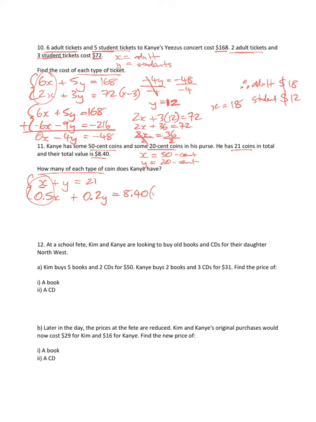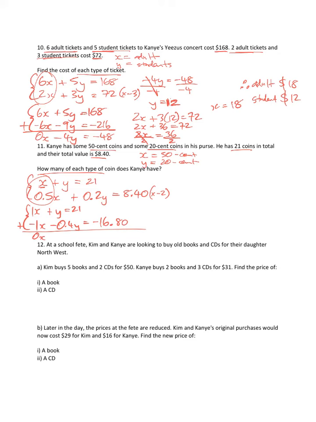So I need to times the bottom by -2 to make it equal in size, opposite in sign of the top. So I didn't do anything to the top, it stays the same. The bottom is going to be -1, because what is -2 times by a half? -1. -2 times by 0.2 is going to be -0.4y is equal to, what's -2 times by $8.40, -16.80. So now they're equal in size, opposite in sign. I can add them vertically.